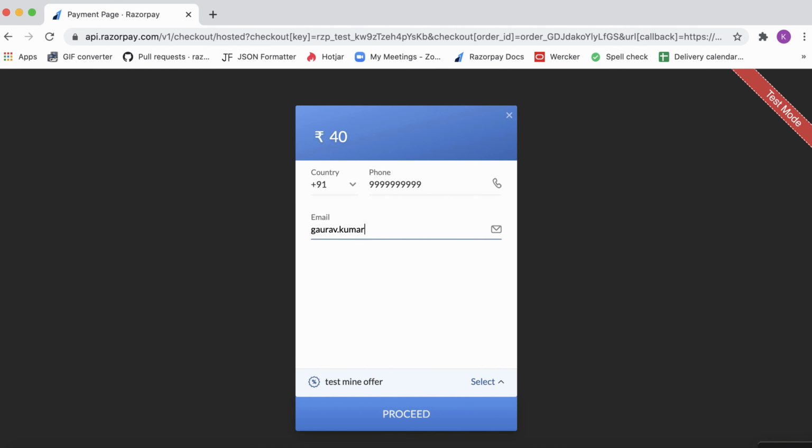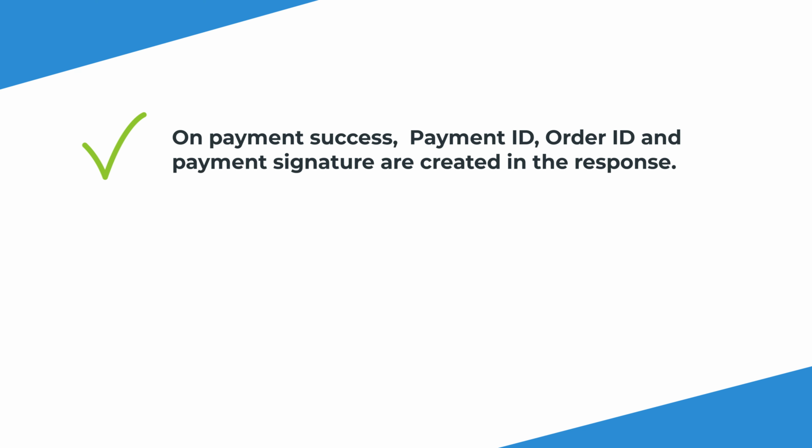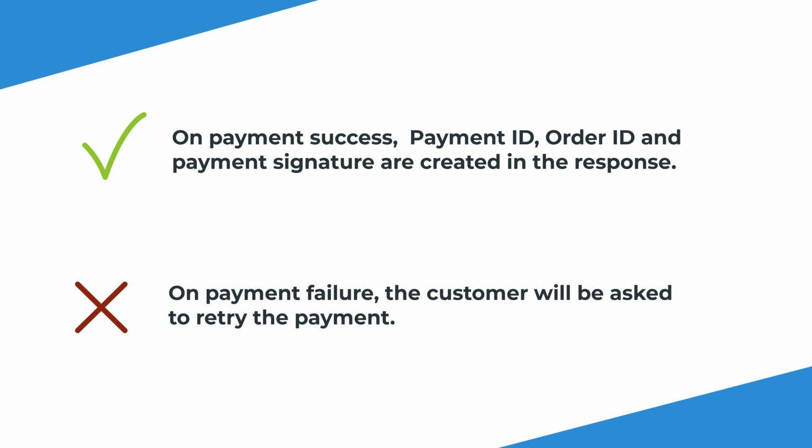Select a payment method and complete the transaction. Your order is successfully placed. When the customer completes the payment successfully, payment ID, order ID and a signature will be sent as a response. In case of failure, the customer will be asked to retry the payment.